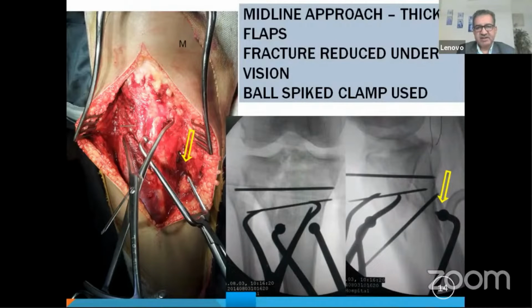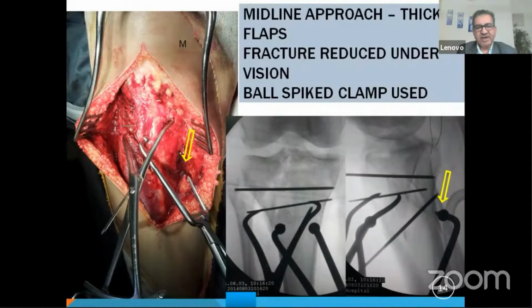You reduce with the ball spike clamp that Dr. Vijay sir was just discussing. And once you have done that, you just fix with temporary K wires. And after that, you go for the articular reduction. For articular reduction, also use another clamp, and then just temporarily fix with the K wires.